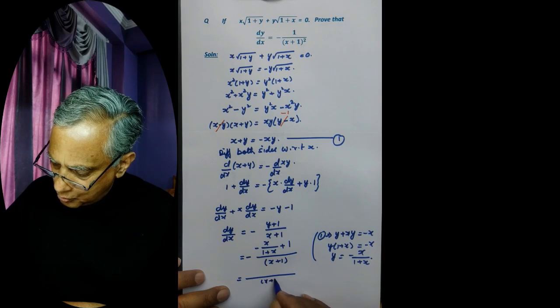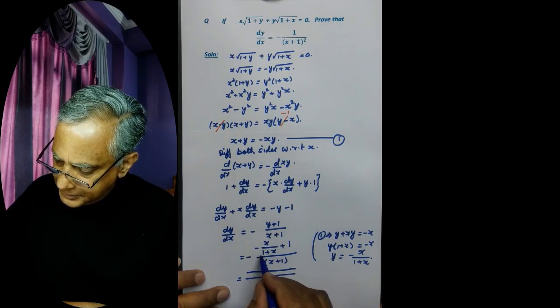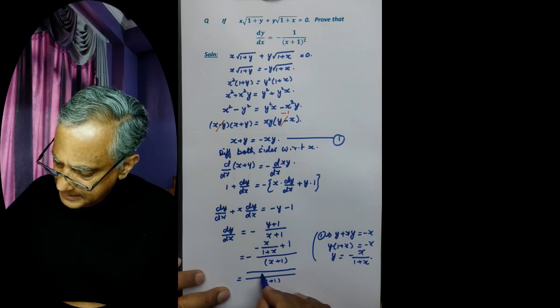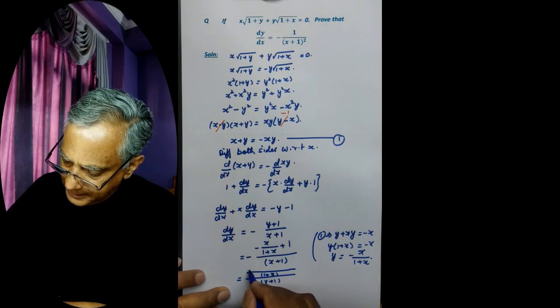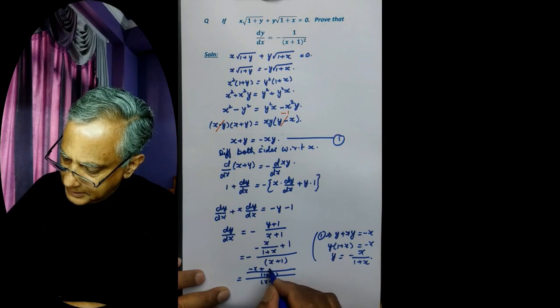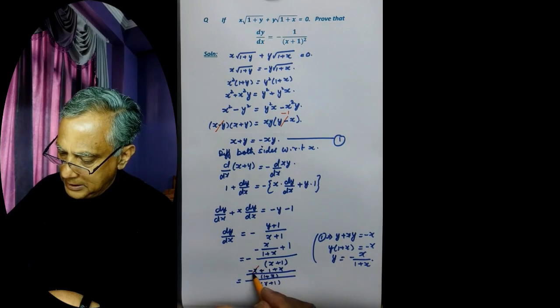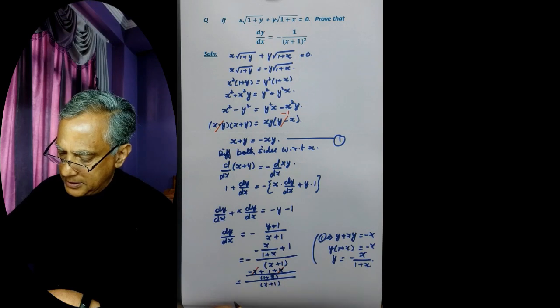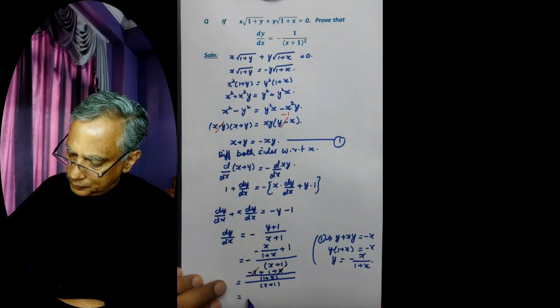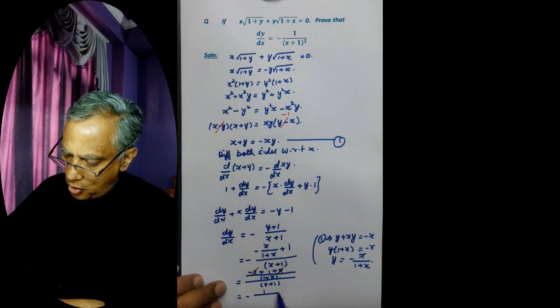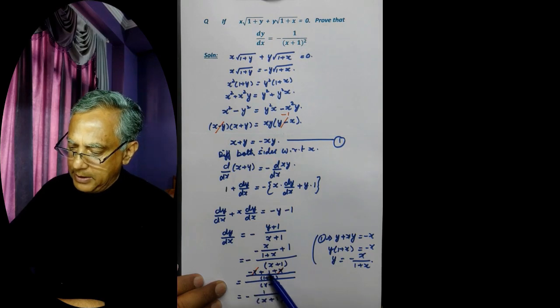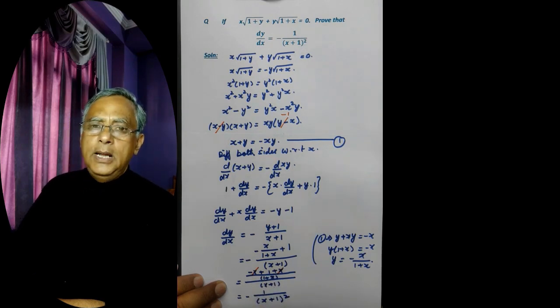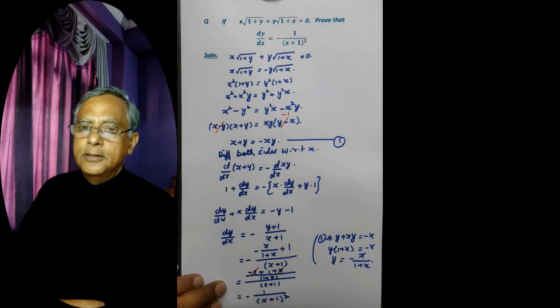So this is equal to, this is x plus 1, and the LCM of the numerator is 1 plus x, and we get minus x plus 1 plus x. This x cancels with this. We are left with minus 1 over 1 plus x, and this term simplifies into minus 1 upon x plus 1 whole square. This is minus 1 upon 1 plus x whole square. Hence proved.